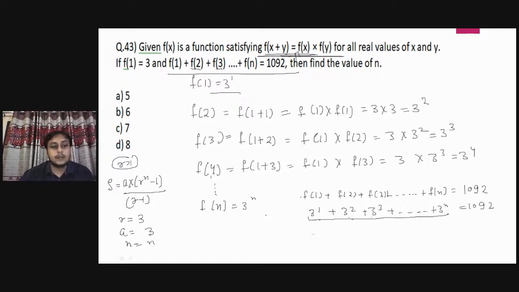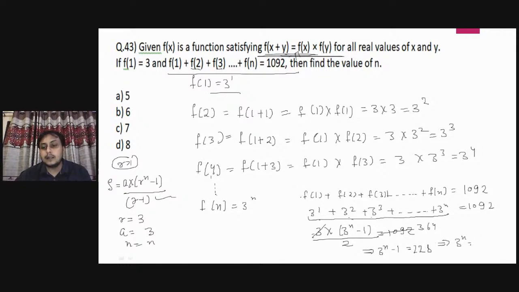So guys, put the values here. The sum of the GP is this formula: first term 3, common ratio 3, so 3 into (3 power n minus 1) upon (3 minus 1), where r minus 1 is 2, equals 1092. Solve this one. 3 and 3 cancel out, 3 6s are 18, 3 4s are 12, right? So 3 power n minus 1 equals 2 into 364, and 2 into 364 is 728, right? So 3 power n equals 728 plus 1, which is 729.